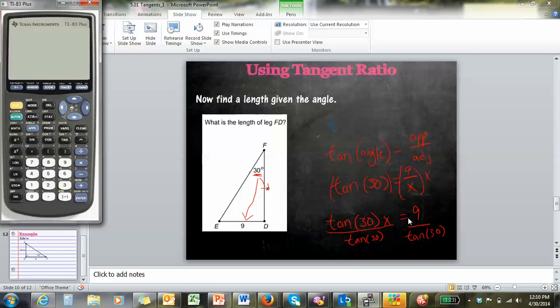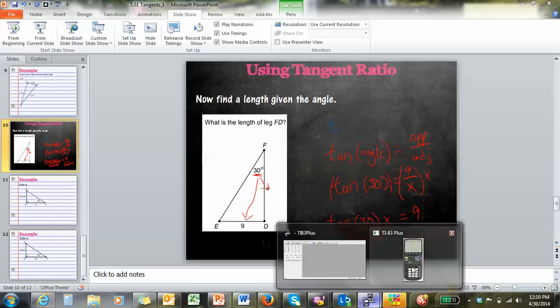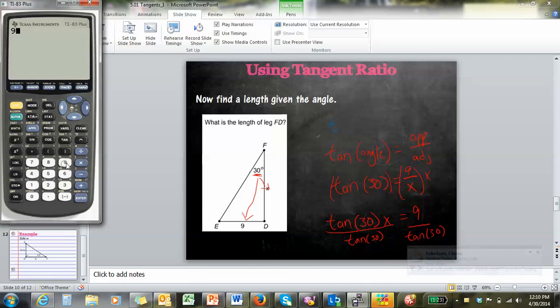Now, so what we have here is 9 over tangent 30, okay? So you're just going to put that in your calculator. We have 9 divided by, and if you look right here, here's your tangent button. See how it says TAN? So you have tangent, and then you're going to put 30 in there, okay?